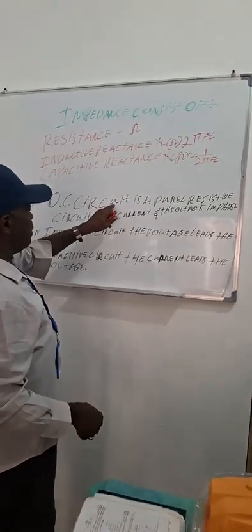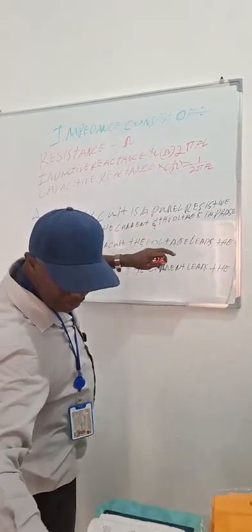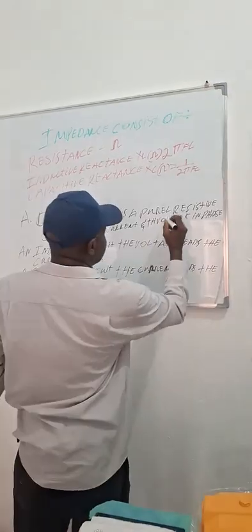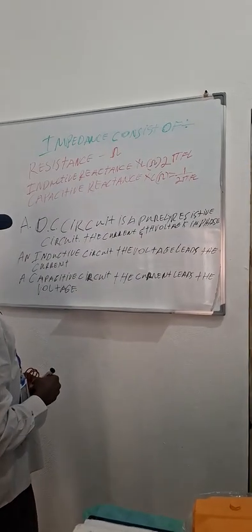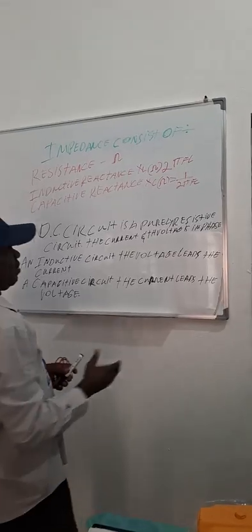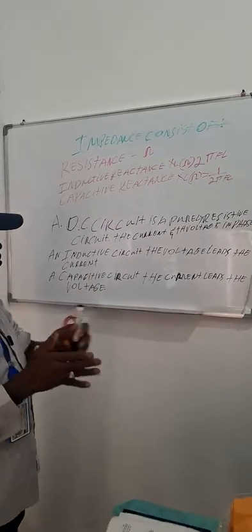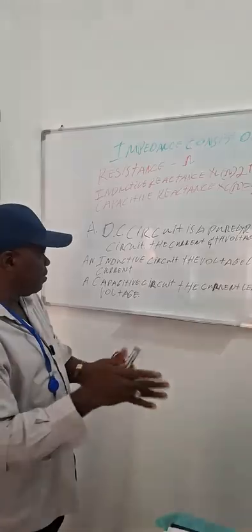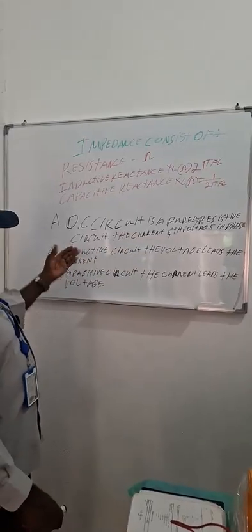A DC circuit is purely resistive, right? The current and the voltage are in phase. So I'm going to say that's a DC circuit. The current and the voltage are in phase, so it's a purely resistive circuit, right? But that's the case only for DC.